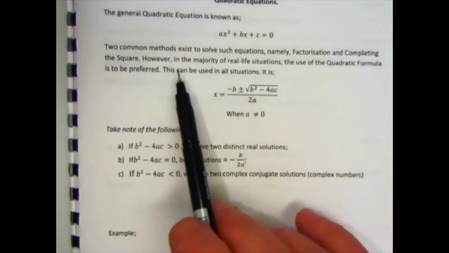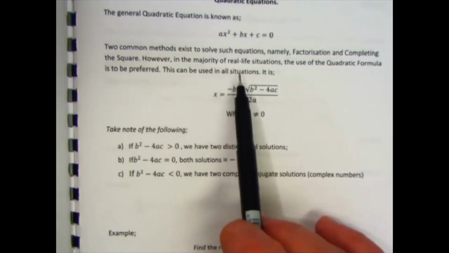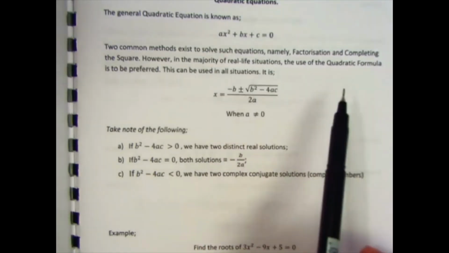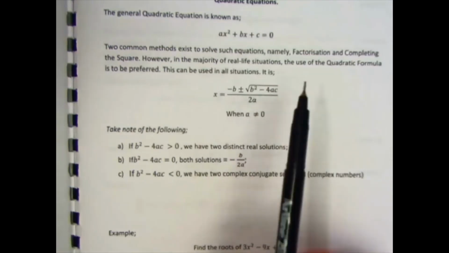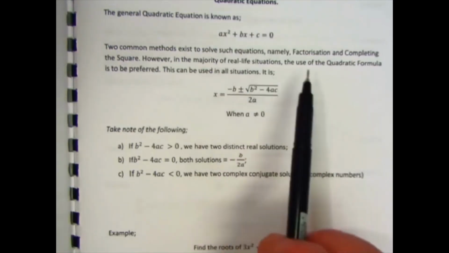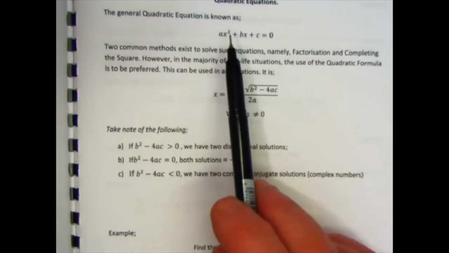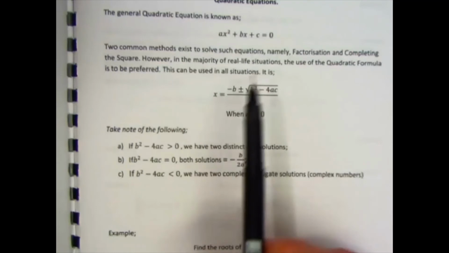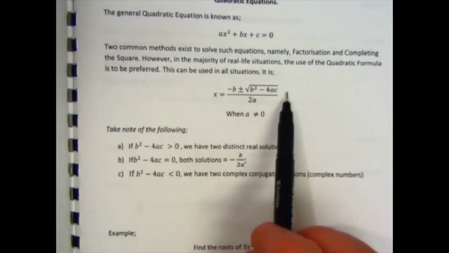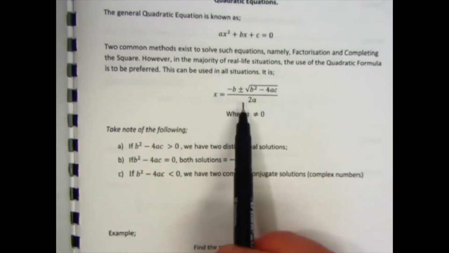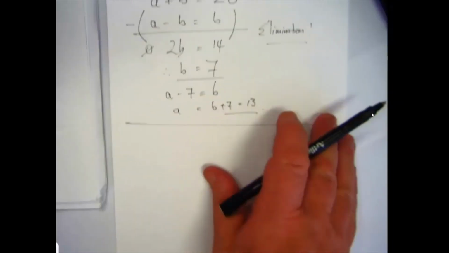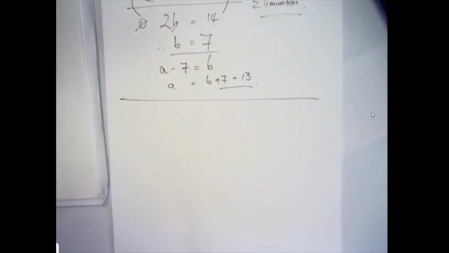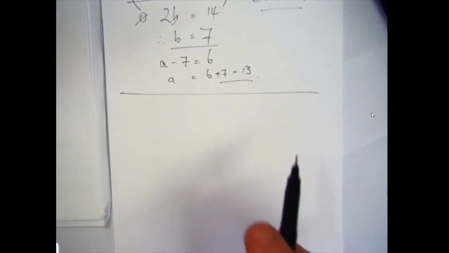Okay, but look at this next point. In the majority of real-life situations, the use of the quadratic formula is to be preferred. The reason being is that factorization doesn't always apply here. Sometimes they're more complicated. Completing the square does work, but it can be complicated as well. I kind of like the easy way out, where the quadratic formula here, once I know this one, I can apply it to every one of these and it will work. The other bonus that you have in using the quadratic is that it can show you a way of leading into complex numbers, and we'll have a look at that in a minute as well.